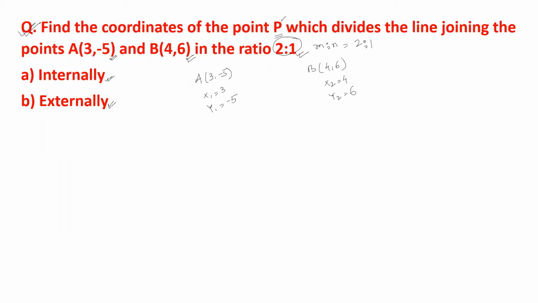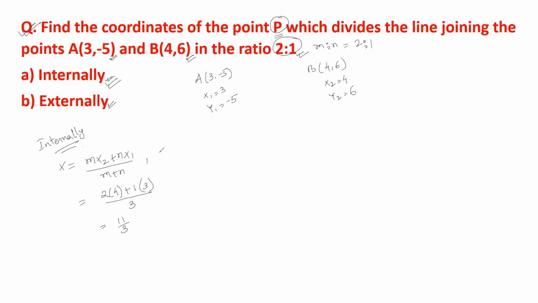So to find the coordinate of the point P when it divides the line joining the points A and B internally, the x coordinate would be equal to mx2 plus nx1 upon m plus n. So if we simply put the values, this would be 2 into 4 plus 1 into 3 upon 2 plus 1, that would be 3. So if you solve this out, this would be 8 plus 3 upon 3. So that would be 11 by 3.